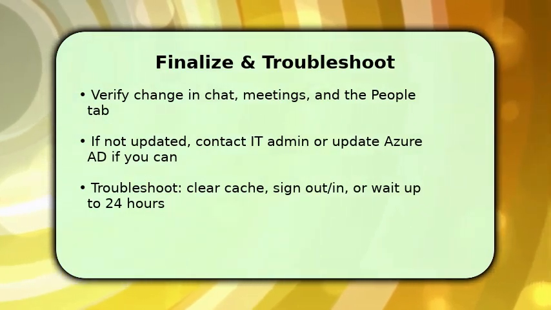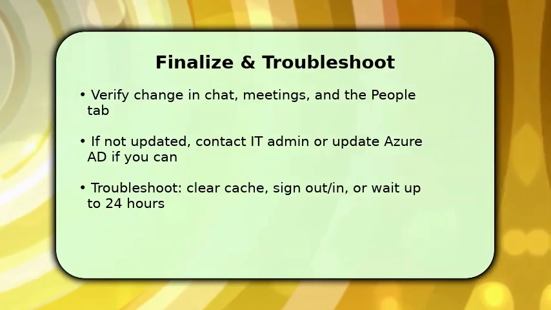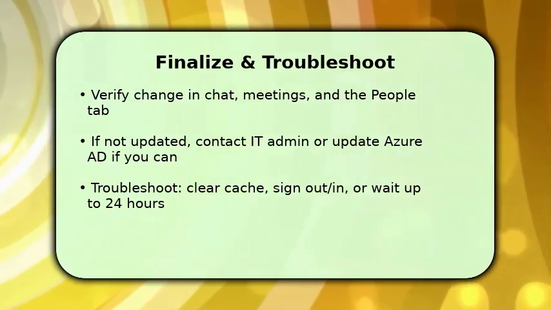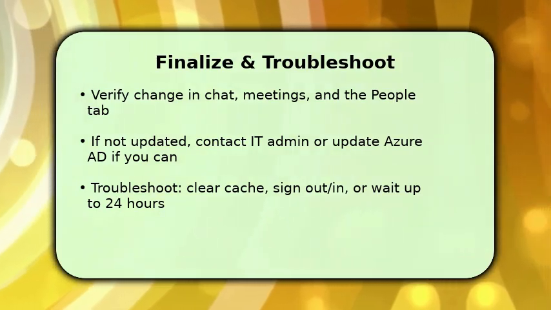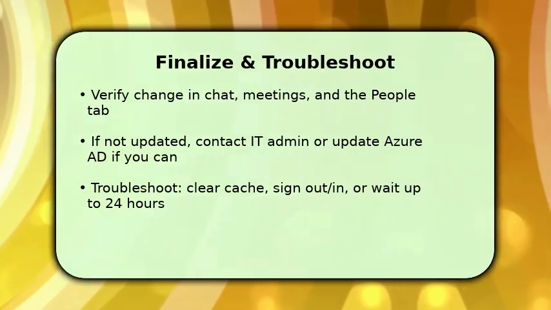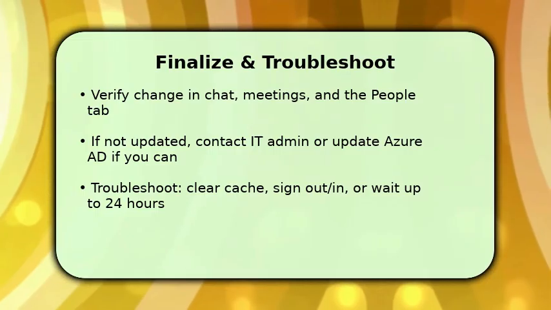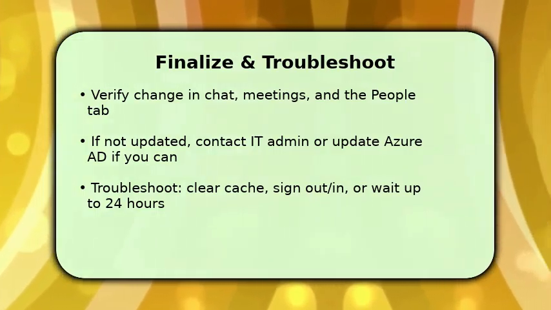If the change doesn't appear, make sure you edited the correct account type. For organizational accounts, contact your IT admin or request an Azure Active Directory update because admins often control profiles. If profiles still show the old name, clear the Teams cache, sign out and sign back in. And then wait. Synchronization delays can take up to 20.